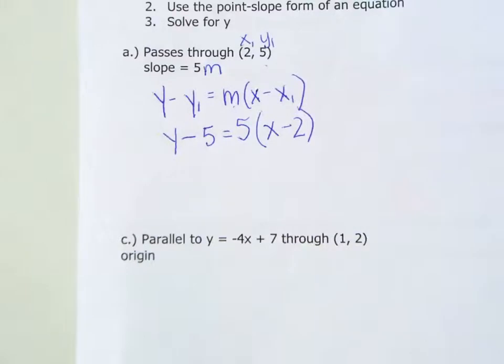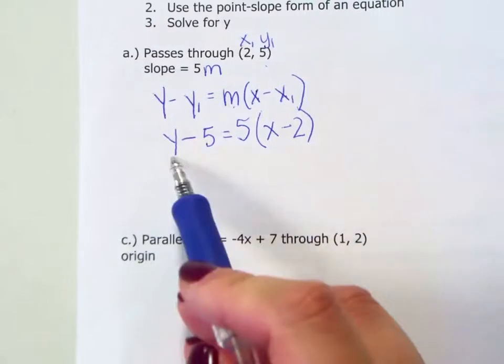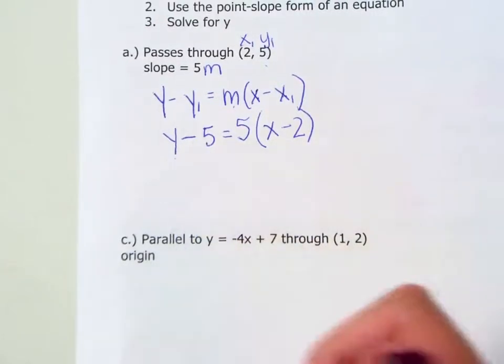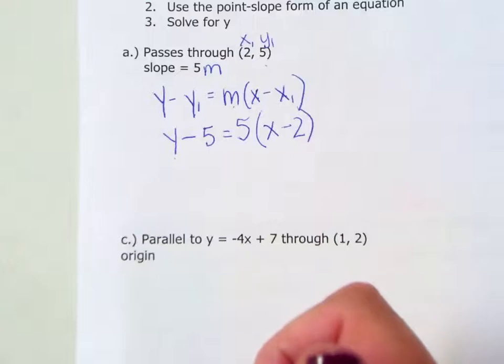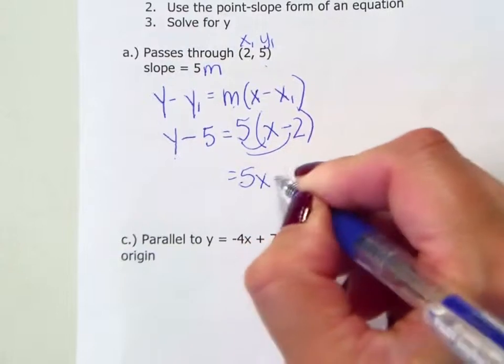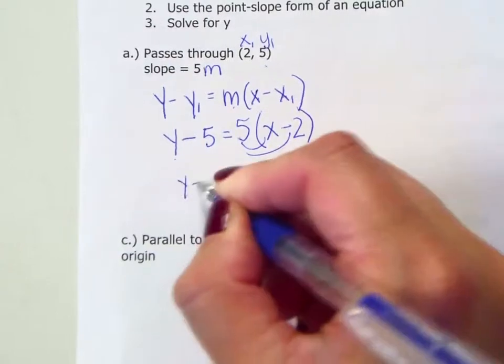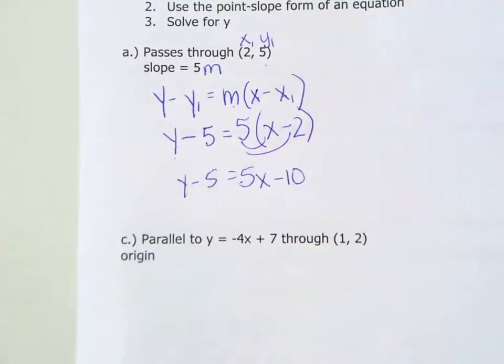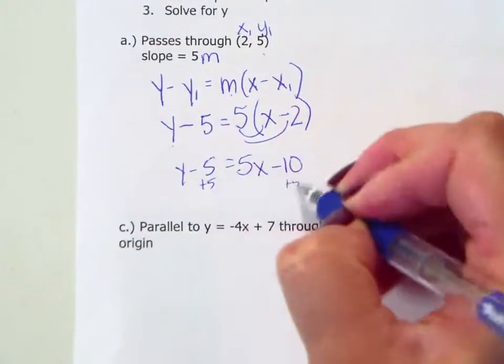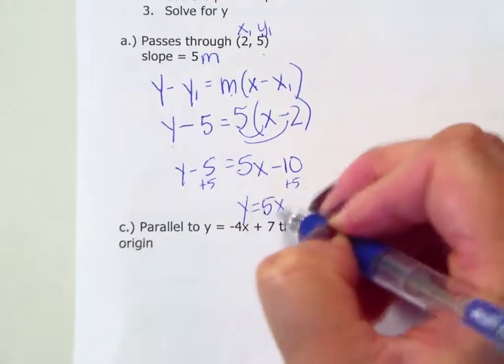My goal is to end up getting this in slope-intercept form, which means we need to get y by itself. So what can I do at this point? You can multiply 5 into x and negative 2, that'll be 5x minus 10. Very good. So we can distribute that 5, and then what? Y minus 5, and then we can add that 5 to the other side. So y equals 5x minus 5.